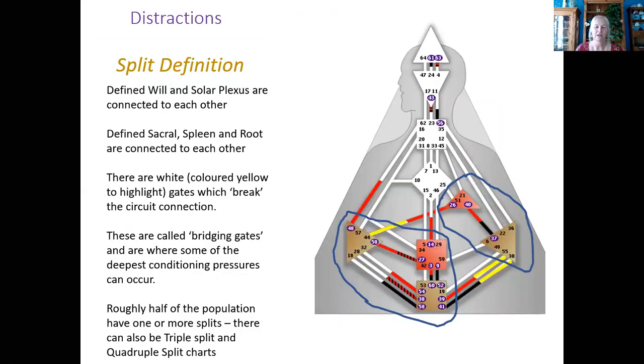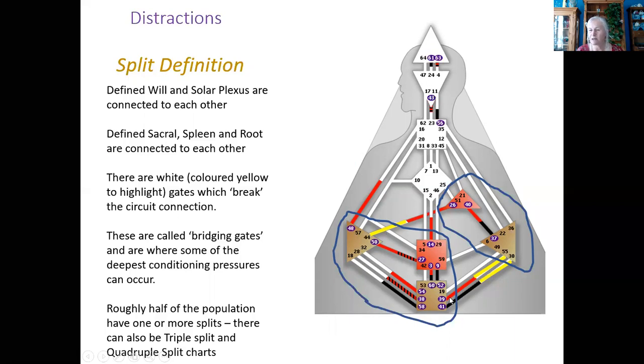There's another thing that is quite common when you look at your chart, to know whether or not you have a split definition or a single definition. If you're a split definition, and I'm thinking about circuits, it basically means there are different aspects that are joined, connected to each other, but then aren't connected together. So you see I've drawn like two islands here. We've got the will and the solar plexus in one little group over on the right. And then on the left, we've got the root and the sacral and the spleen defined, but they're not actually connected to each other. I've highlighted in yellow where the splits are, okay?